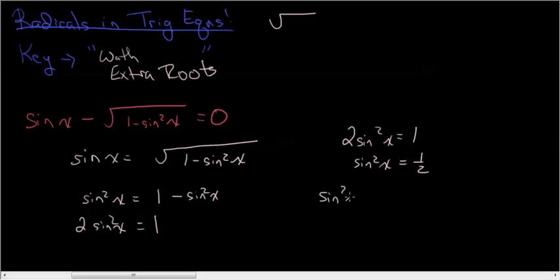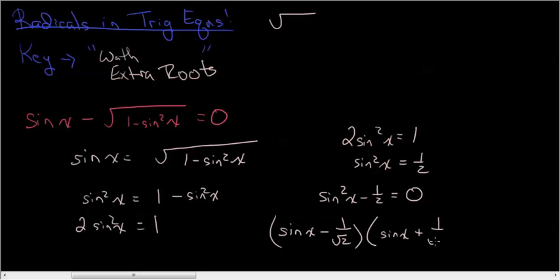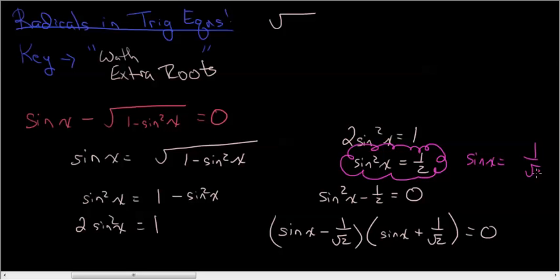Sine squared x minus 1/2 equals 0. Of course, you recognize that it's a perfect square, right? We recognize this as the sine of x minus 1 over square root of 2 times the sine of x plus 1 over square root of 2 equals 0. Now I know right here a lot of you would have just taken the square root of both sides, but be careful when you do that. You get the sine of x doesn't equal 1 over square root of 2, it equals plus or minus 1 over square root of 2.